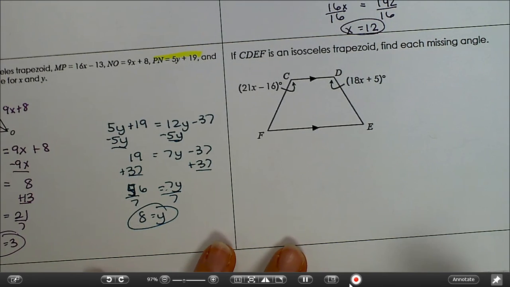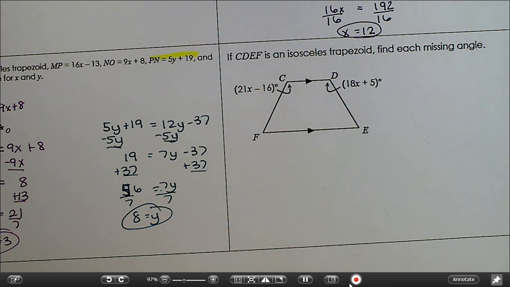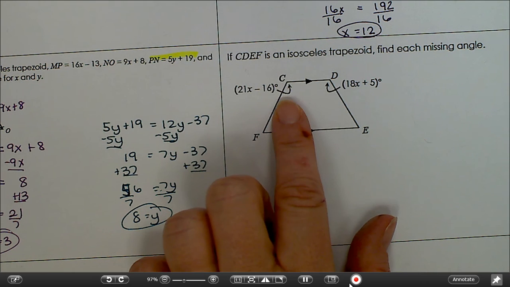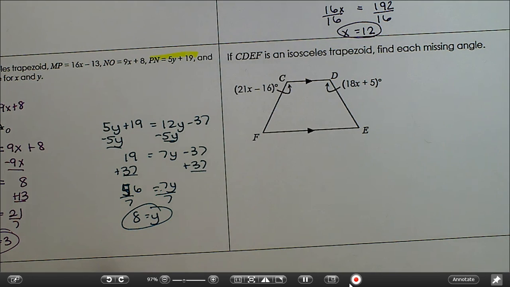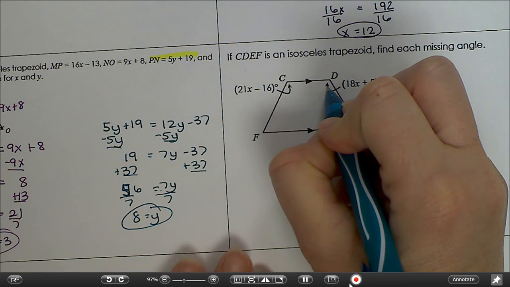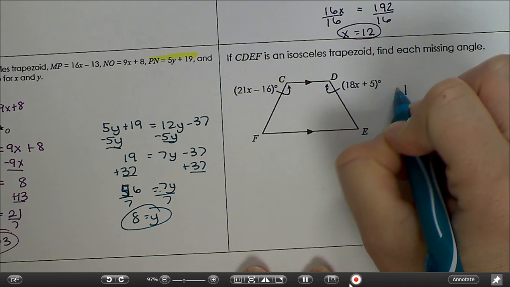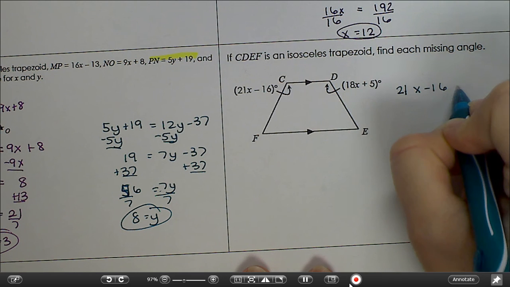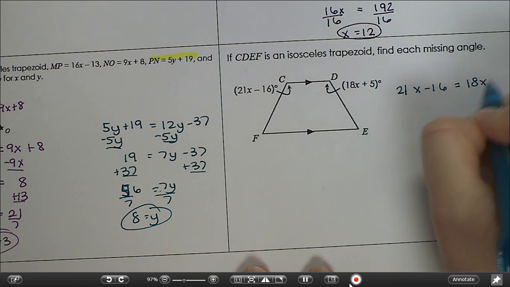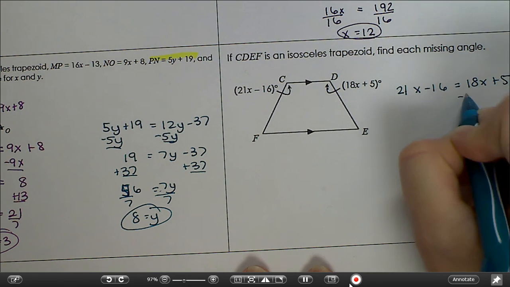And the last one, CDEF is an isosceles trapezoid. Find each missing angle. So we're going to find all of them. First we need to look at what kind of angles these are. If you remember, these are base angles, and base angles of an isosceles trapezoid are congruent. So 21x minus 16 is equal to 18x plus 5.